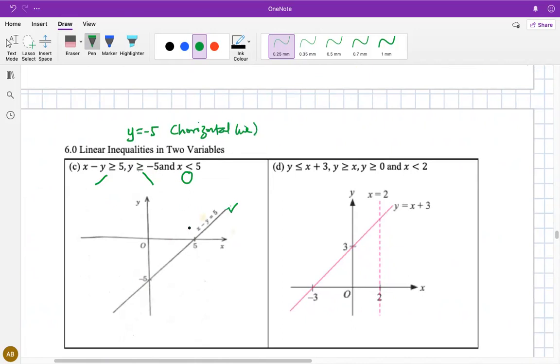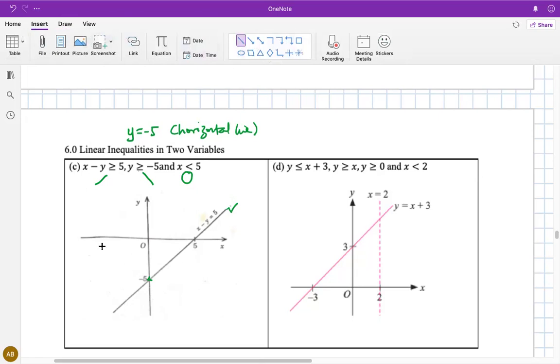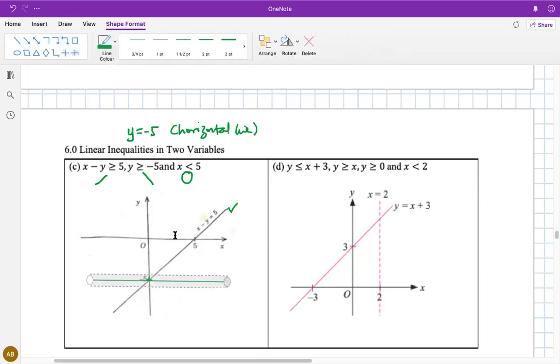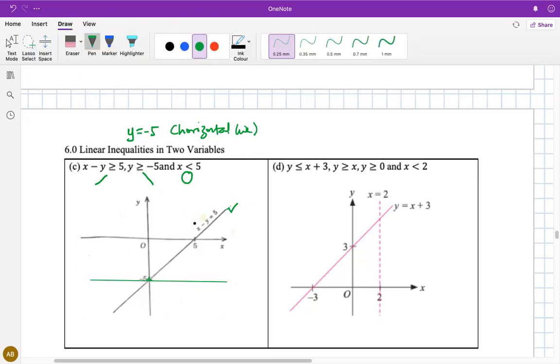Okay, that passes through y equals to -5. So we draw a full line. All right, it's not a dotted line, full line. Okay, so it's full line. So I can use this function in this program. If dotted line, I have to draw it by myself. So this is y equals to -5.